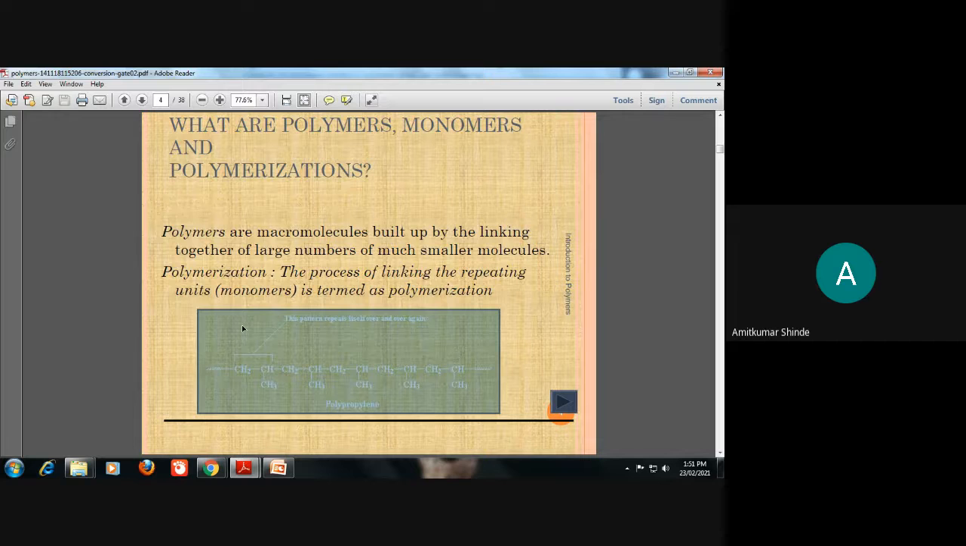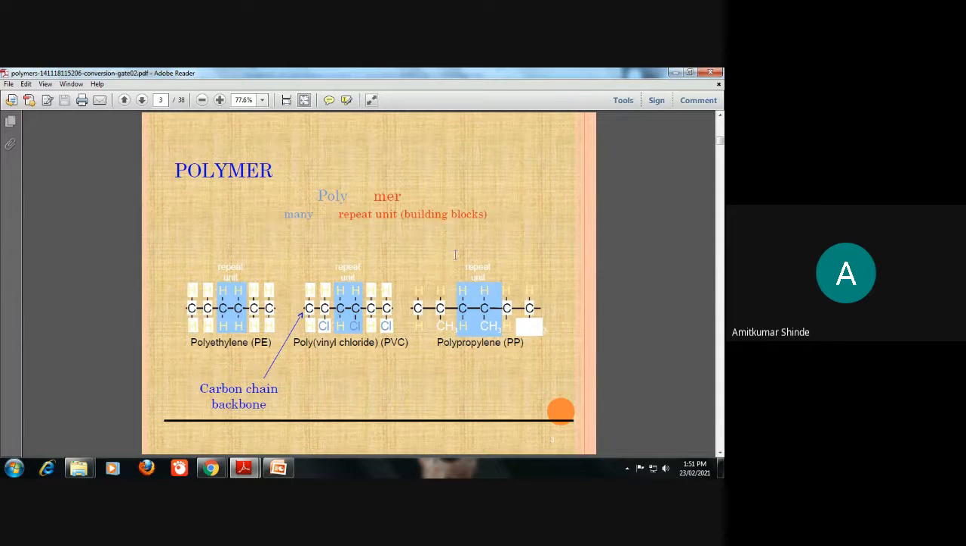Here they have highlighted one example. This is polypropylene. I have already taken that example. These are the three examples. You can consider any one example to write. I have taken two or three examples here, but any one example will be sufficient.